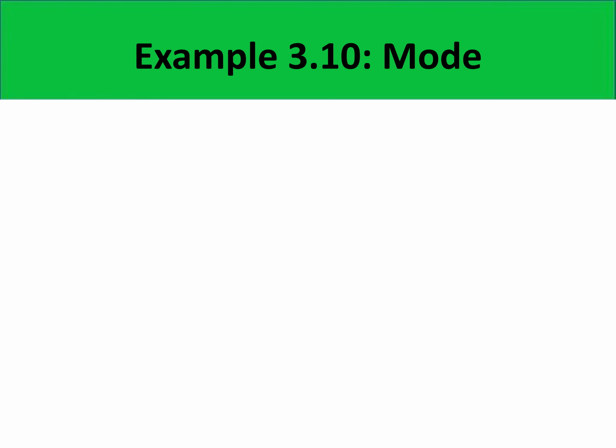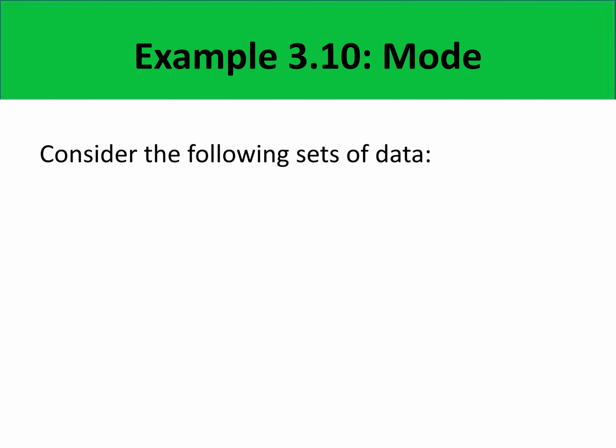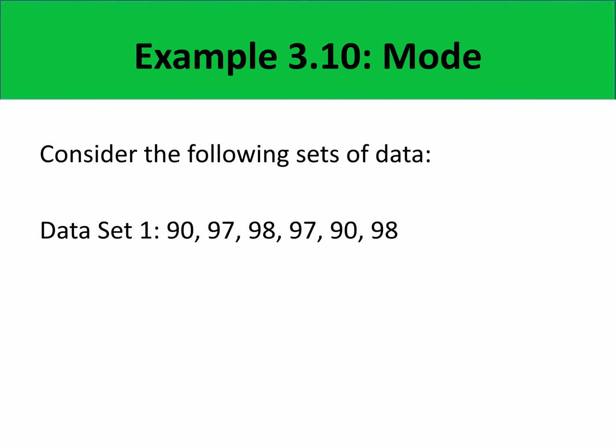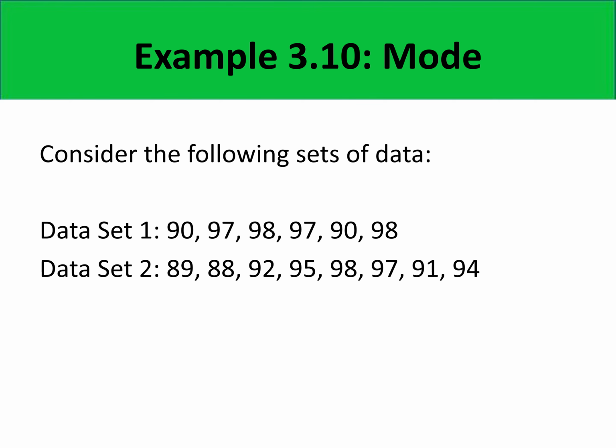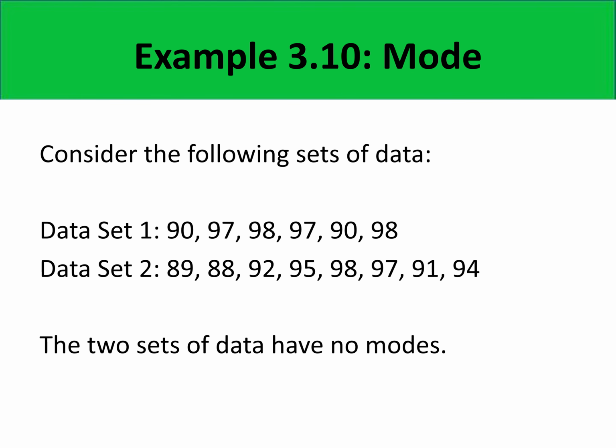Let us have another illustration. Consider the following sets of data. Dataset 1, we have 90, 97, 98, 97, 90, and 98. Observe that each distinct observation occurred twice, or all the observations occurred twice. Therefore, this dataset doesn't have a mode. This is also true for dataset 2 because each observation occurred once. Therefore, dataset 2 doesn't have a mode.